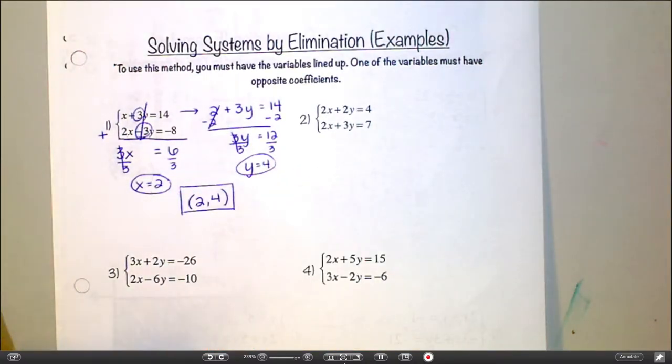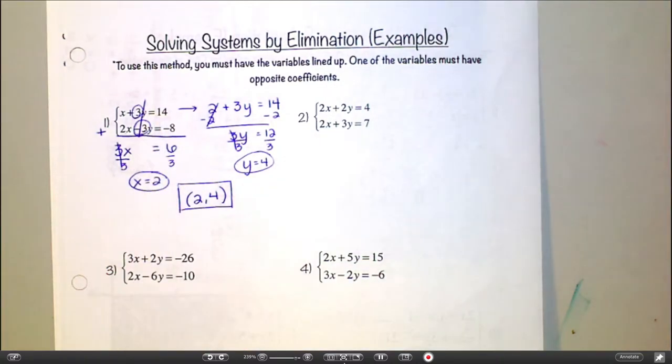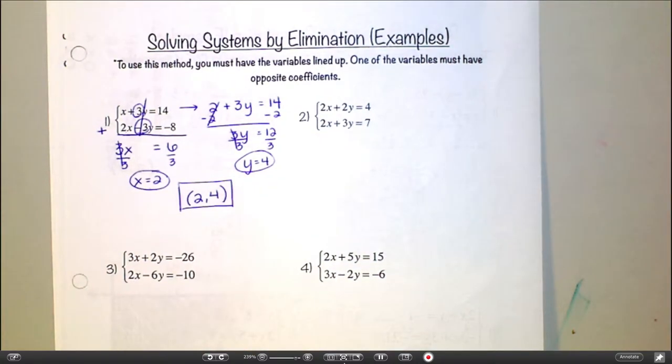That makes sense? So you're just combining up and down instead of left and right. Okay? And everyone kind of has their own preference. Some people like this better, some people like substitution. Do keep in mind that that one was really nicely set up for you, that the Y's were already taken care of. But I do have a lot of people who like this method better.